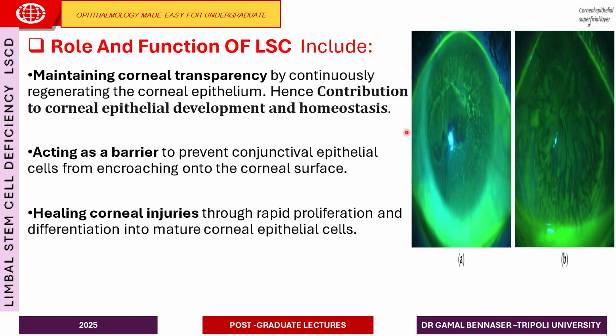So the main role and the main function of the limbal stem cells can be summarized in these three major roles: maintaining the corneal epithelial homeostasis, maintaining the corneal epithelial transparency, and playing an important role in the healing process and acting as a barrier between the conjunctival epithelium and the corneal epithelium.